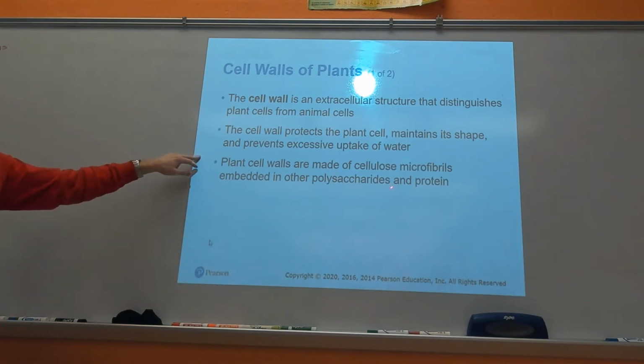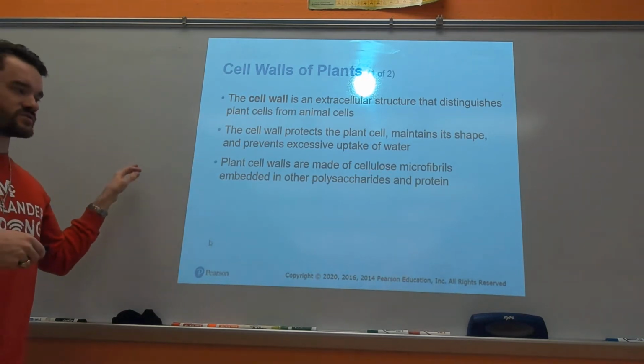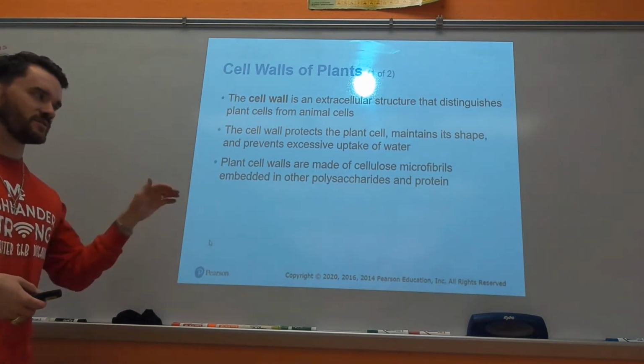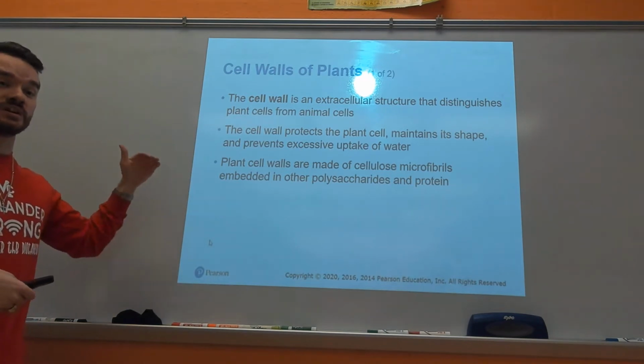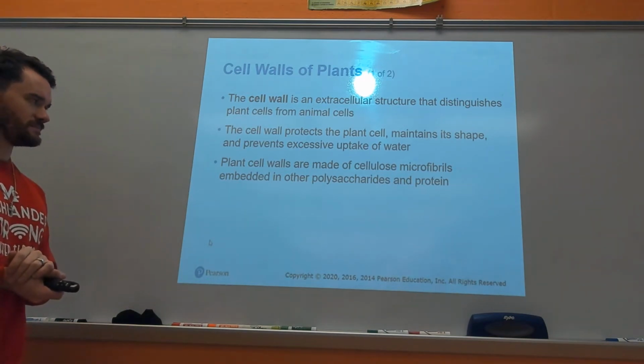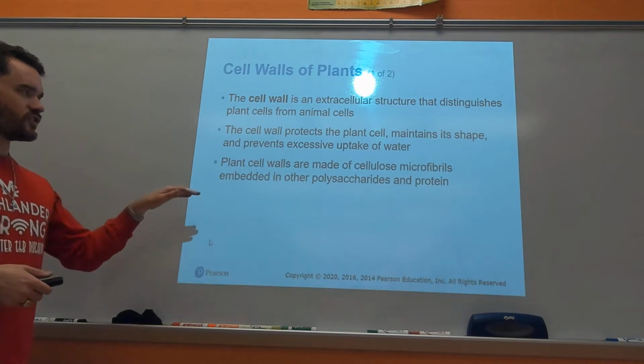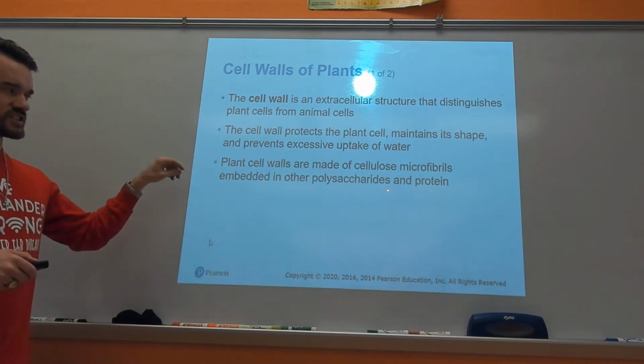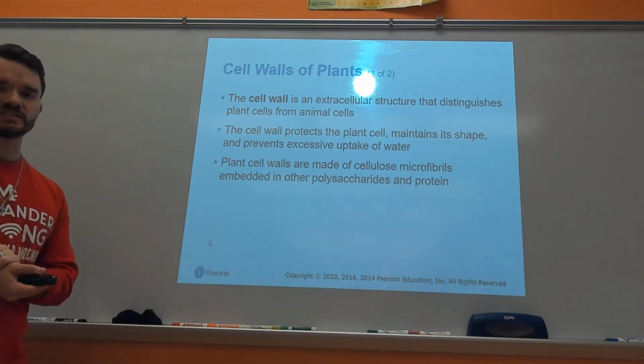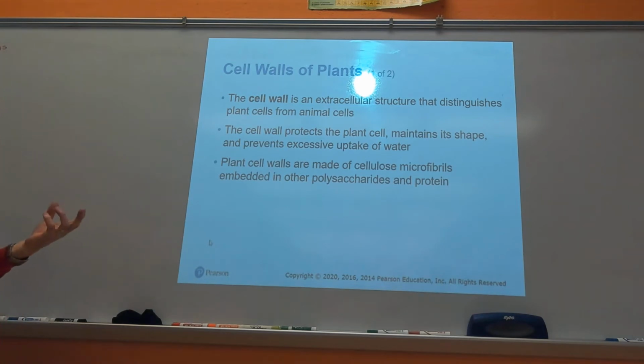Anyways, plant cell walls are made of cellulose. That's a fairly important detail. Also went over in Unit 1. Cellulose is one of those carbohydrates that's going to be really important. It's a good building carbohydrate. And that's also going to be embedded in this matrix of polysaccharides and proteins. But the main thing that's making up that cell wall is going to be cellulose.